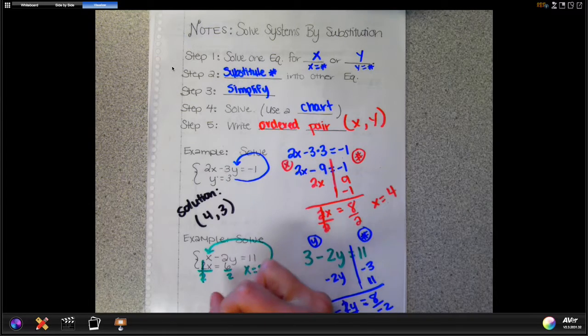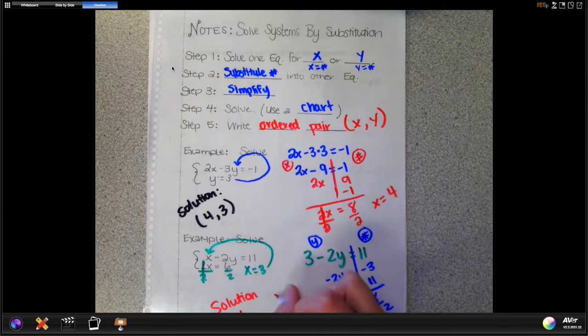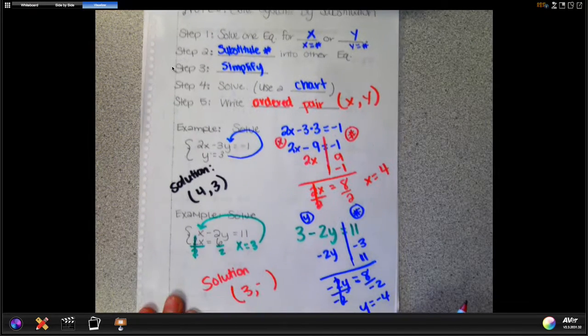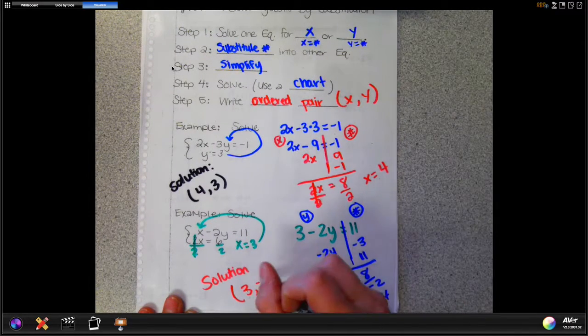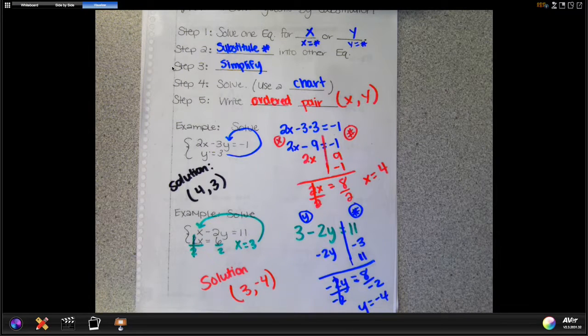So our solution is x, we figured out, is 3, comma, y we figured out is negative 4. Okay, and that's it. So, I copied the homework to the back side of this, so if you're watching at home and you want to download it, it's right underneath the video.